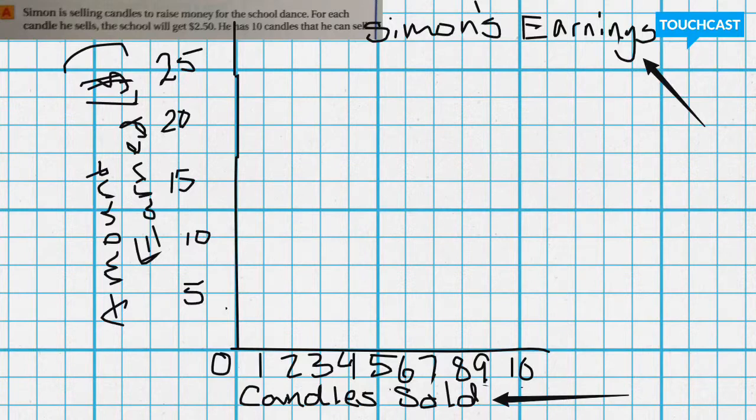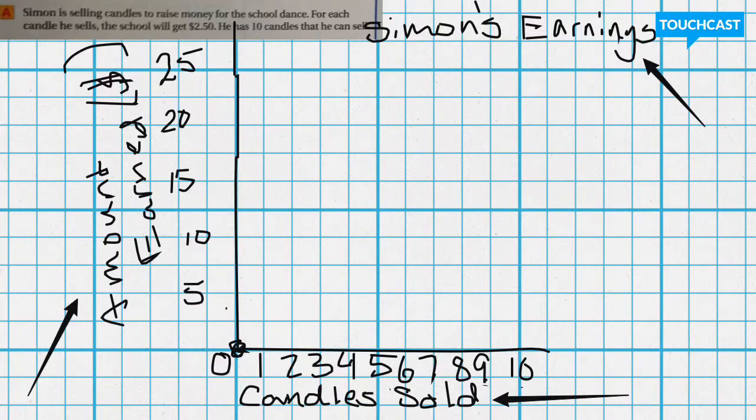Then there's the amount that he earns for that many candles he sells. Let's just go that every other mark is 5, since each candle that he can sell is worth $2.50. So every mark is $2.50. Now let's graph. He could sell 0 candles. If that's the case, he would make $0.